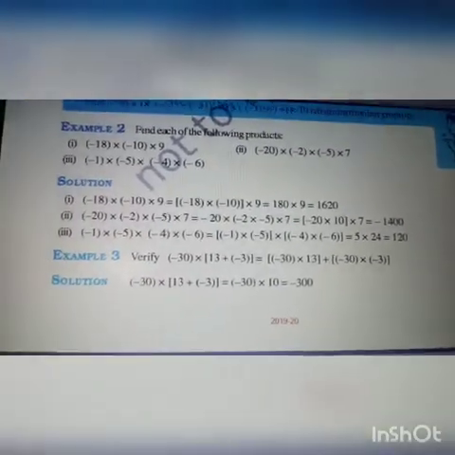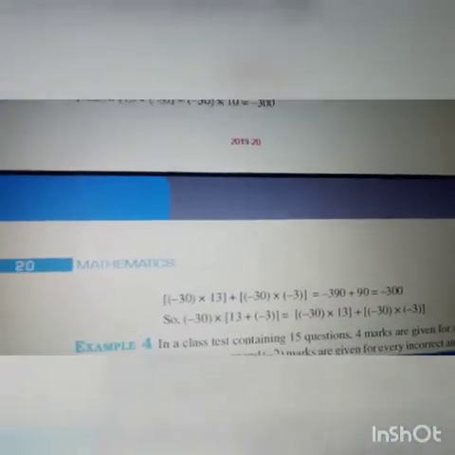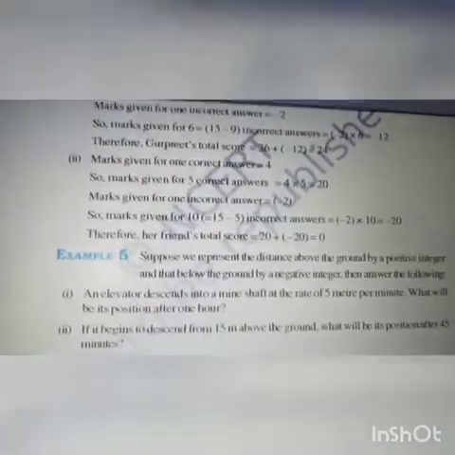Verify. How will you do it? LHS, RHS. If it is asked to prove or verify that both are equal, you should verify LHS equal to RHS. It won't come out not equal. It will always be equal. Okay. Then class test problem. Do you remember these problems? Just multiplying only, children. Read the problem.